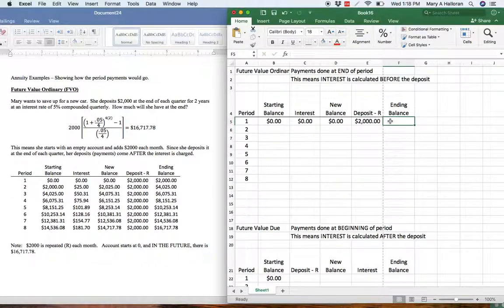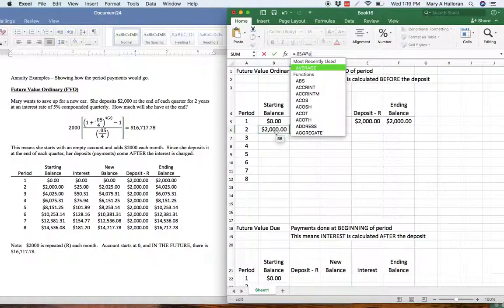And so now I have 0 plus 2,000. I have 2,000 in my account. So that's telling me at the very beginning of the next period, whatever my ending balance becomes my beginning balance. And then now I'm going to come in and I'm going to find 5% interest divided by 4, that's my interest rate for each quarter, times how much I've got in my account.